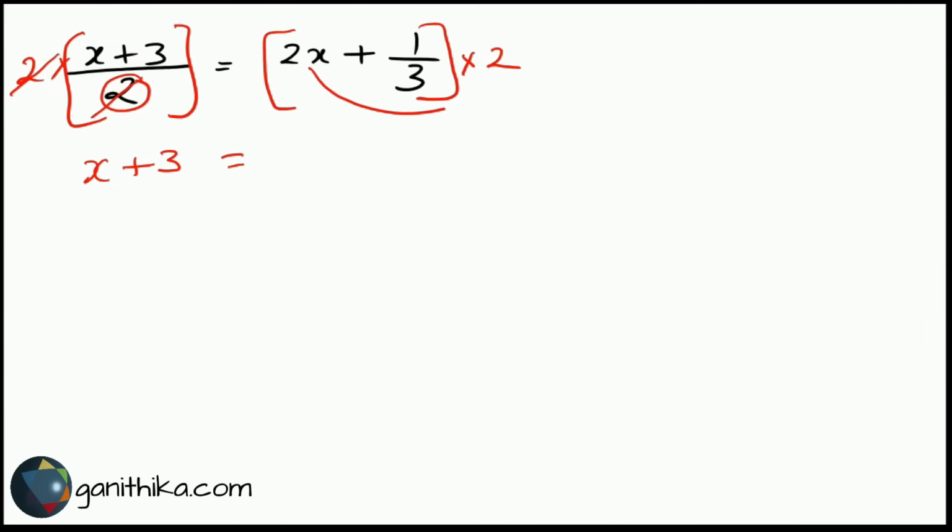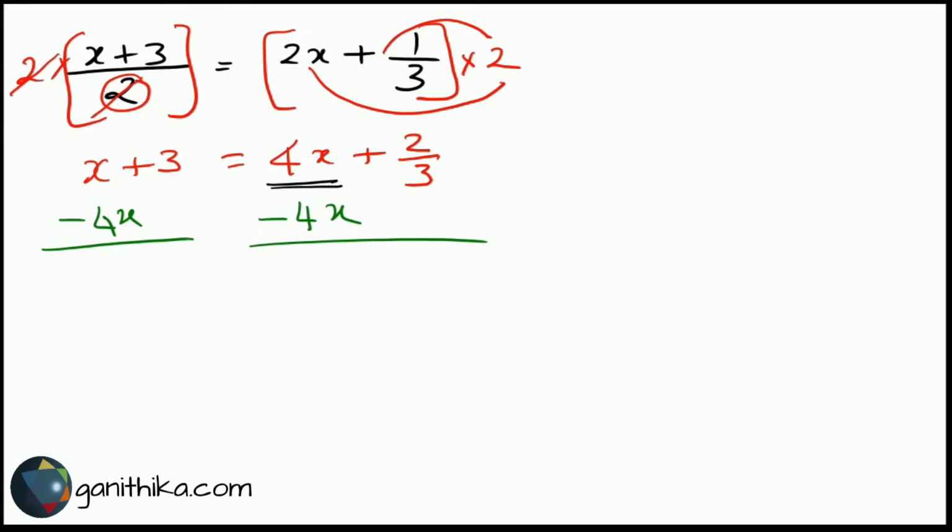On this side, be careful, you have to multiply the 2 by both the terms: 4x plus 2 over 3. Now you have expressions on two sides, and we have x terms on both the sides. So we will concentrate on bringing this 4x to the left hand side by subtracting 4x on both the sides. So this gives you minus 3x plus 3, they cancel here, equal to 2 over 3. Now it is a simple one. So this I am going to do a little faster.